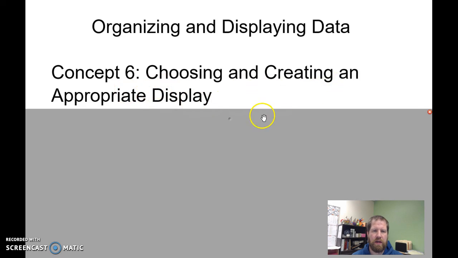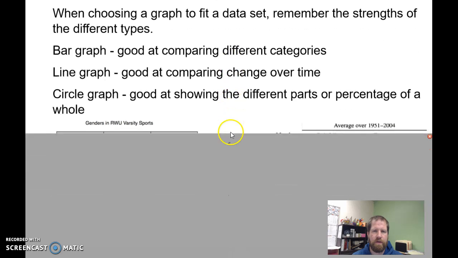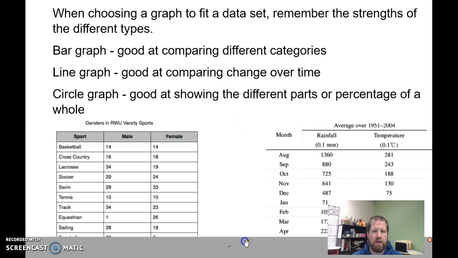Concept 6, choosing and creating an appropriate display. So for this we are looking at when we're given a data table or a list of data, what type of graph makes the most sense to fit that data. Okay, how am I going to represent this data best?